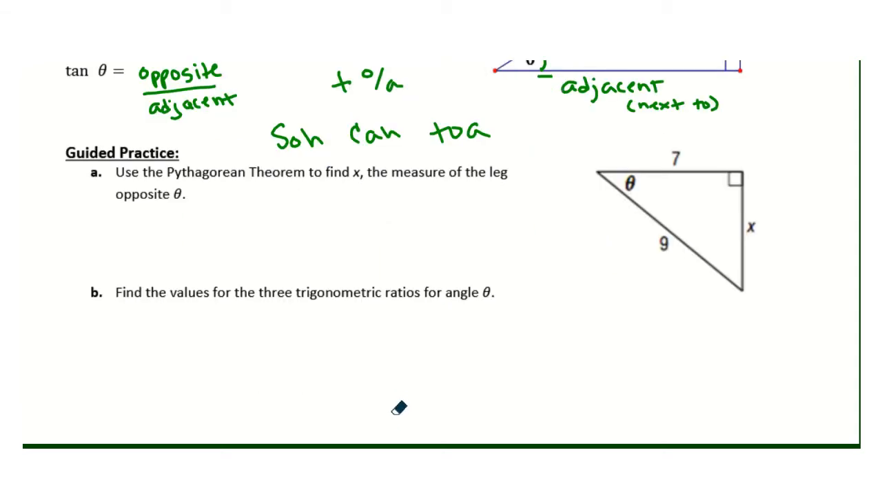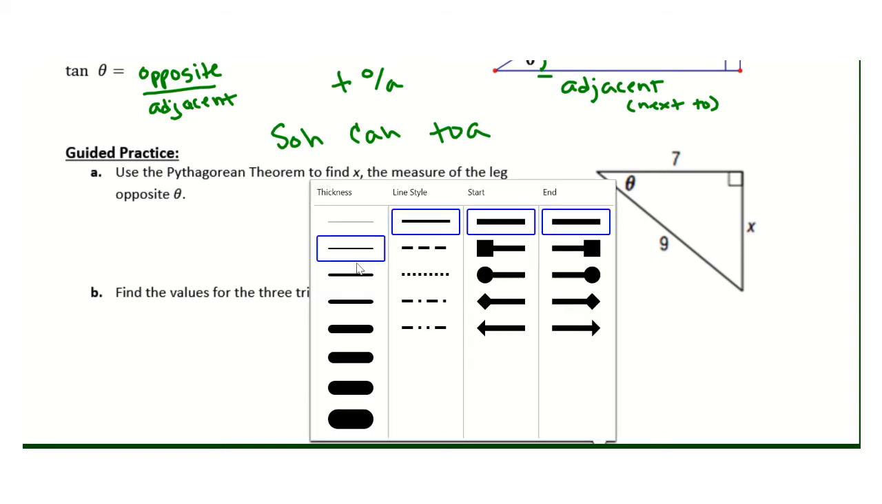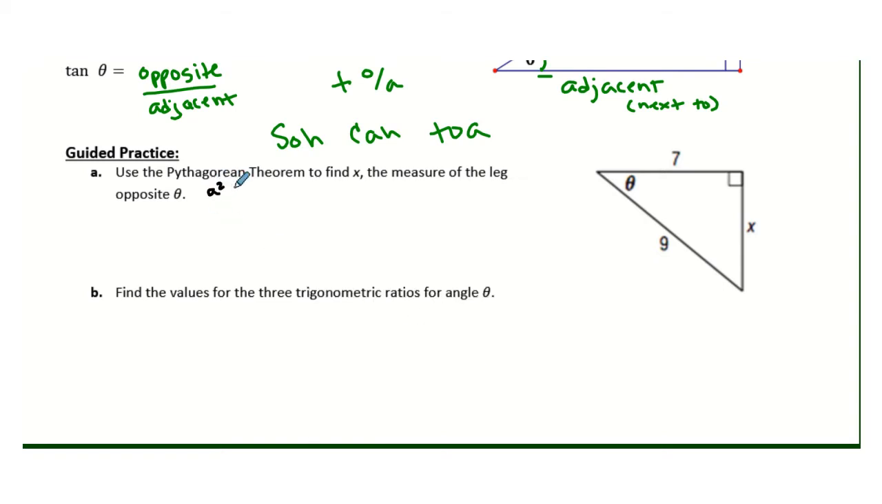So if we go back to this page, it says use the Pythagorean theorem. Remember that the Pythagorean theorem is a squared plus b squared equals c squared. So use the Pythagorean theorem to find x, the measure of the leg opposite of theta. So they're telling me that this is the opposite side, and I can see that. So this 7 would be the adjacent side, and this 9 is the hypotenuse. Hypotenuse is always the longest side, and it's always opposite the 90-degree angle.